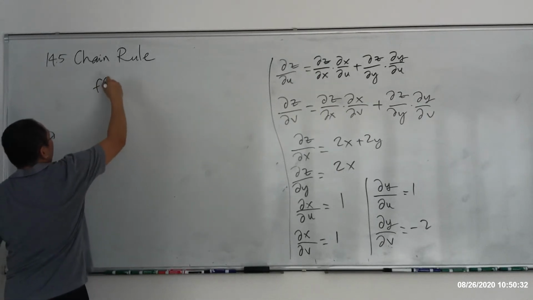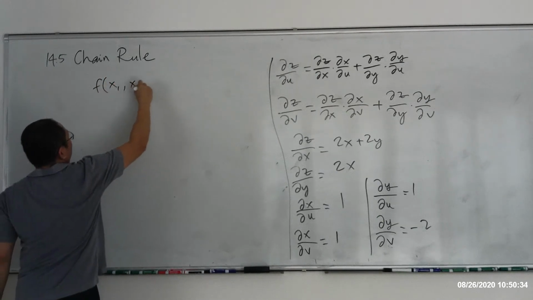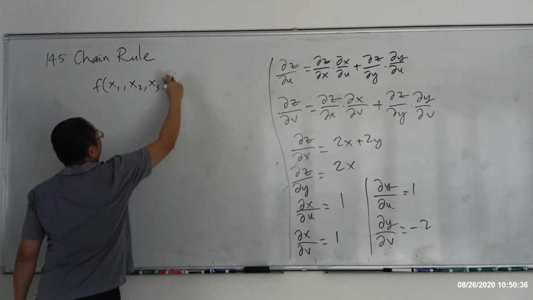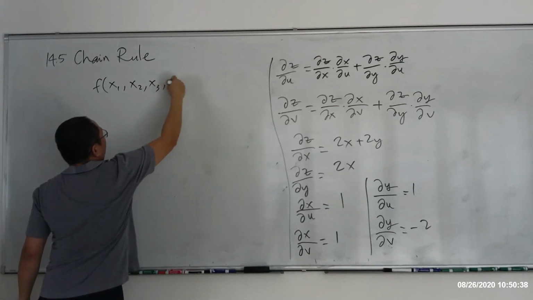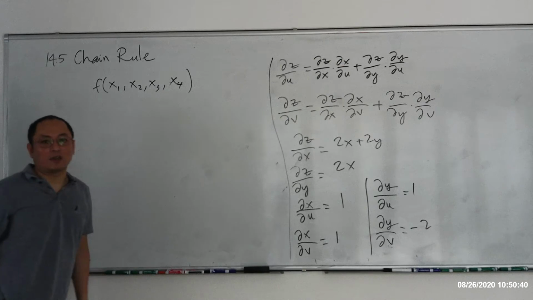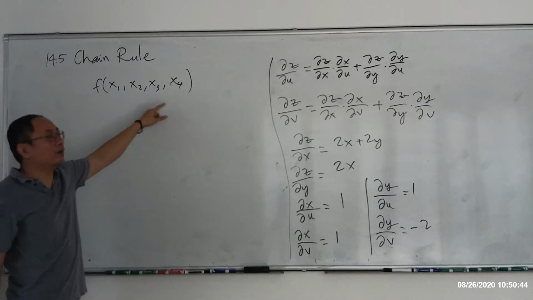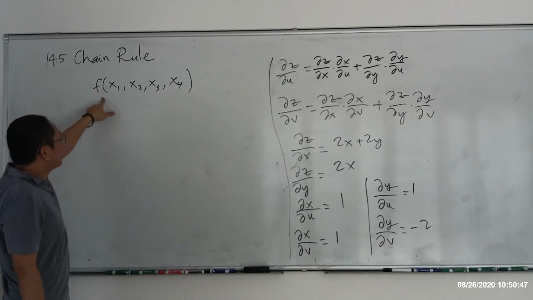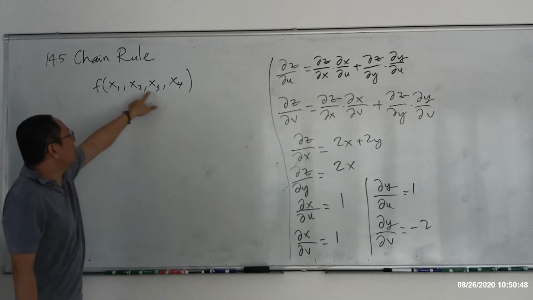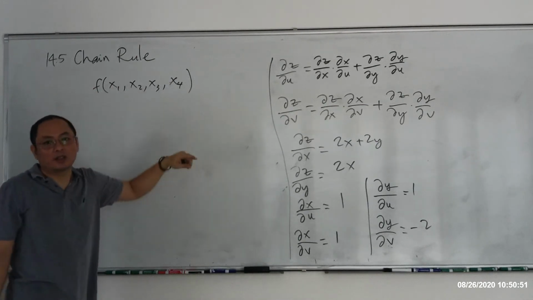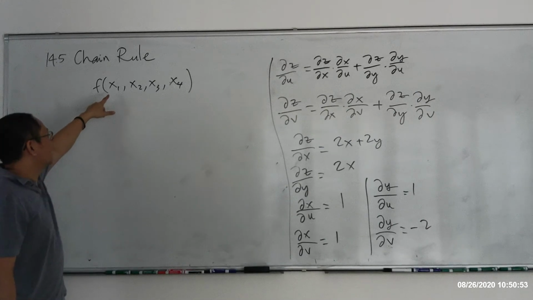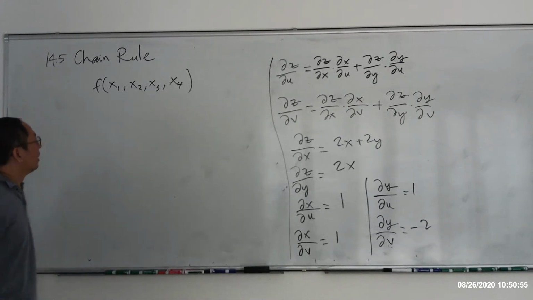F of, say, x1, x2, x3, x4. You can have x5, x6, okay? So I'm trying to show you a more general case of a multivariable function. In this particular example, I got a function f of 4 variables, x1, x2, x3, x4, right? So I won't confuse the other letters, just count 1, 2, 3, 4, okay?